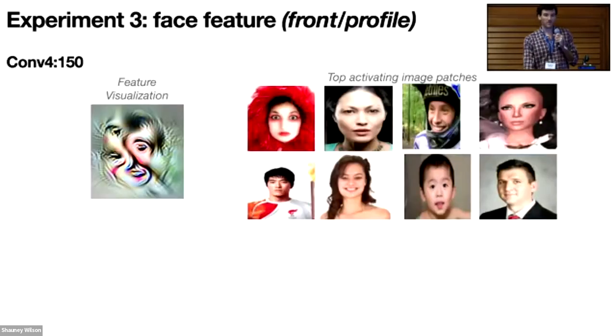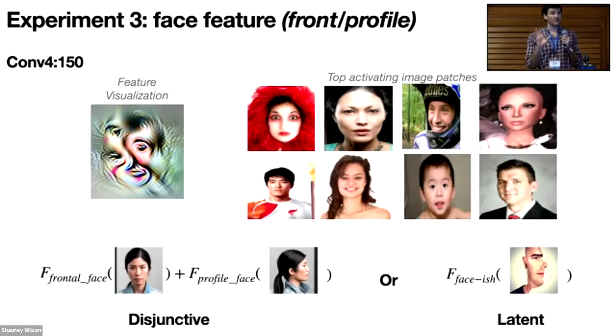Okay, in the final experiment, we're going to analyze this seemingly face detector from its top activating image patches. Now, its top activating image patches are all front facing, but this feature also likes faces in profile. So we can ask the question, is it the combination of a front face detector plus a profile face detector? Or is there just some faceishness common to faces in front-on and profile views that this feature is a detector for?